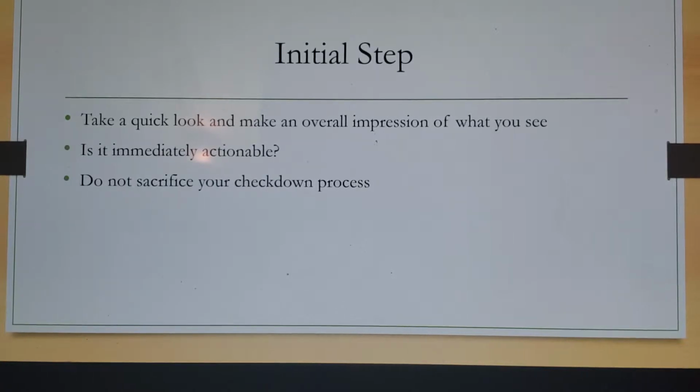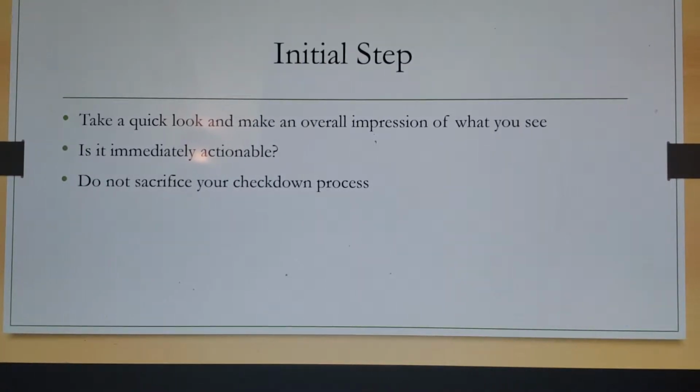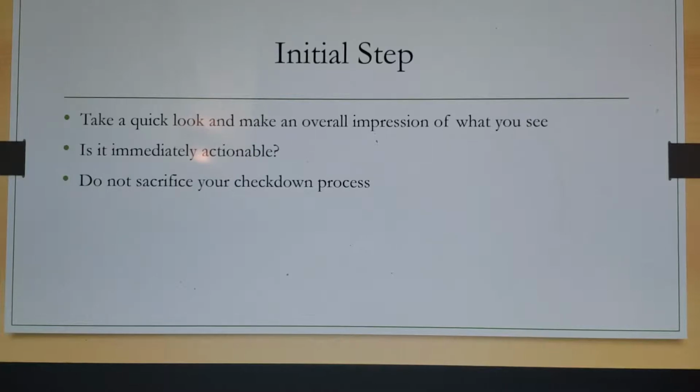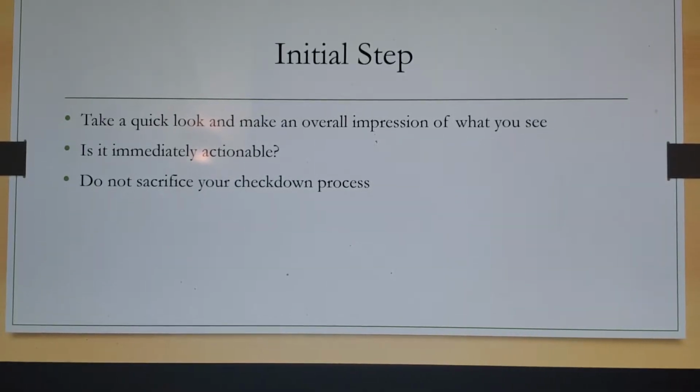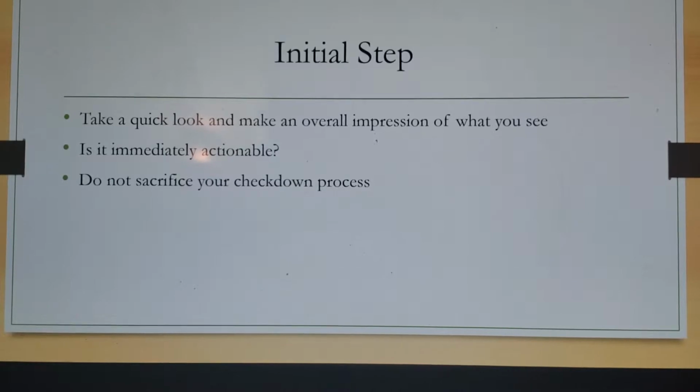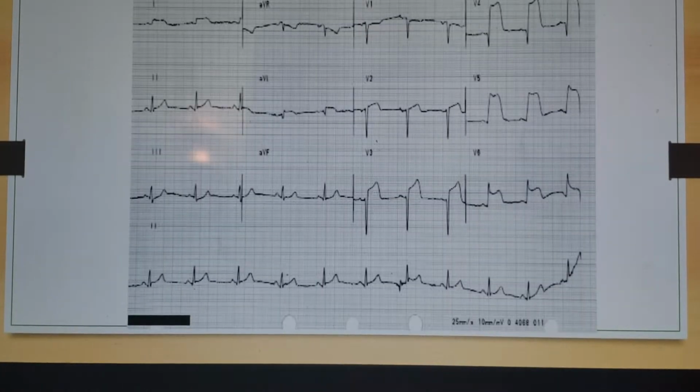So the initial step, I always say, take a quick look and make an overall impression of what you see. And ask, is this immediately actionable? Don't sacrifice your check down process. And what I mean by this is, do you look at it and see VTAC, something that you immediately need to take action on? Then after you've determined if it's immediately actionable, as you're preparing that action, you go through your check down process still. If you take a look and determine it's not immediately actionable, then you move on to your check down process, if that makes sense.